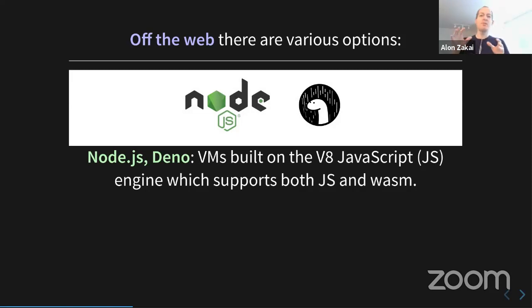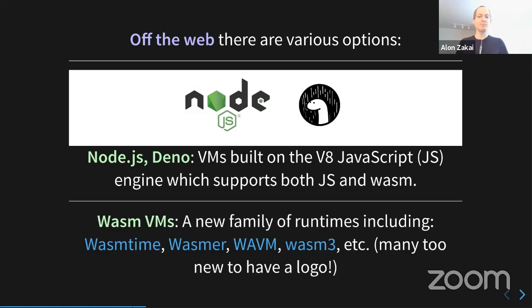And there are two main families of options in this space. There's Node.js and Deno. These are VMs built on the V8 JavaScript engine, which supports both JavaScript and WebAssembly, so you can run Wasm on these two VMs. And there are Wasm VMs, which is a new family of runtimes that only do WebAssembly and nothing else. And these are things like Wasmtime, Wasmer, WAMR, Wasm3, and a bunch of others.